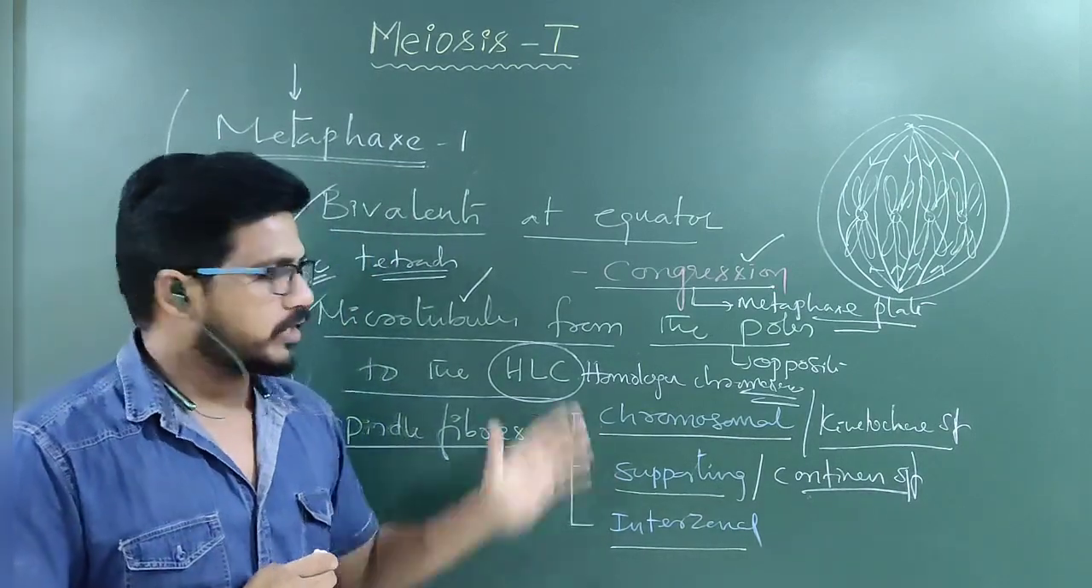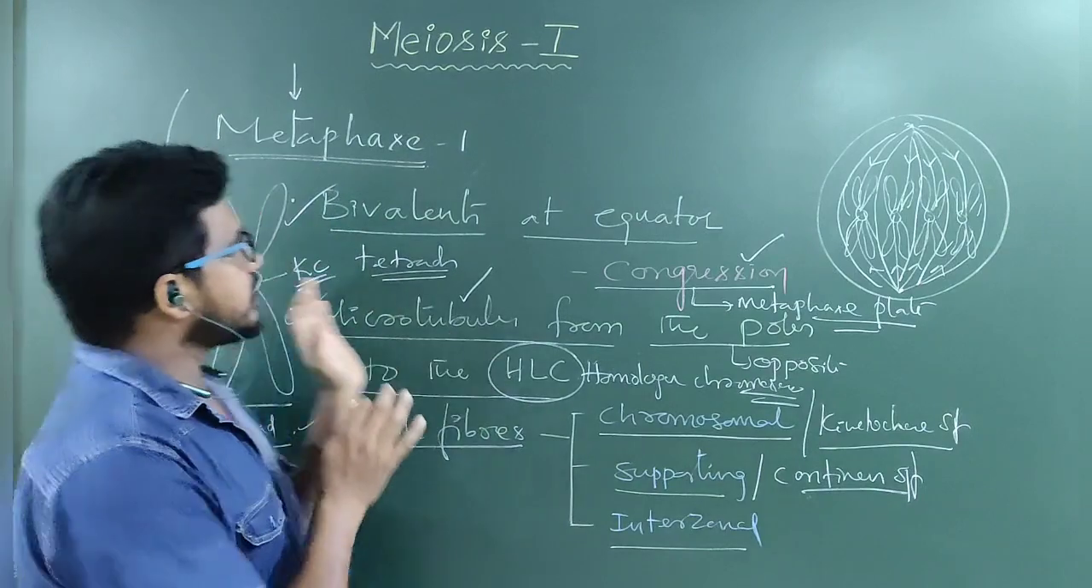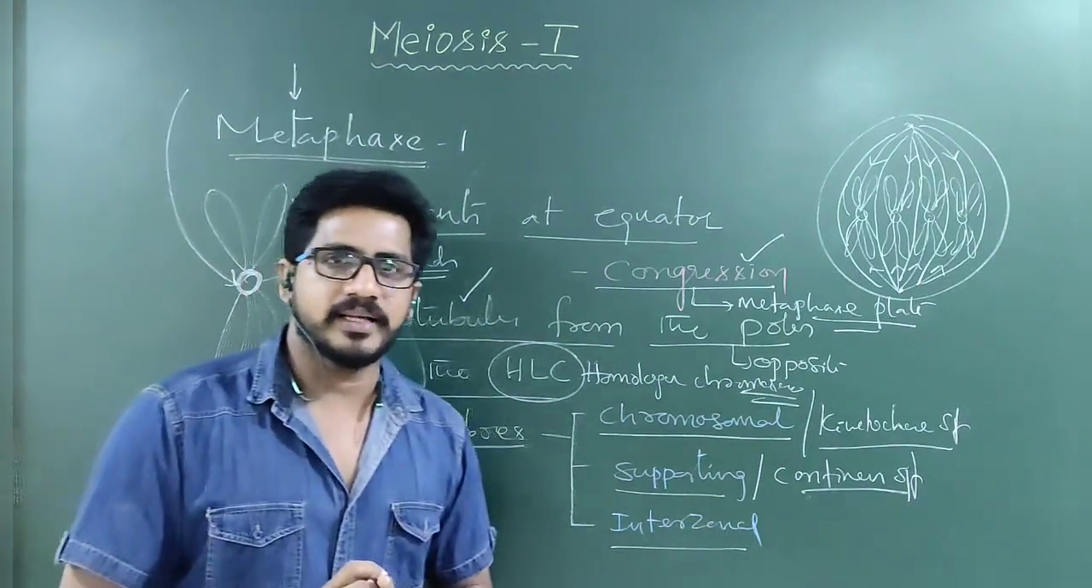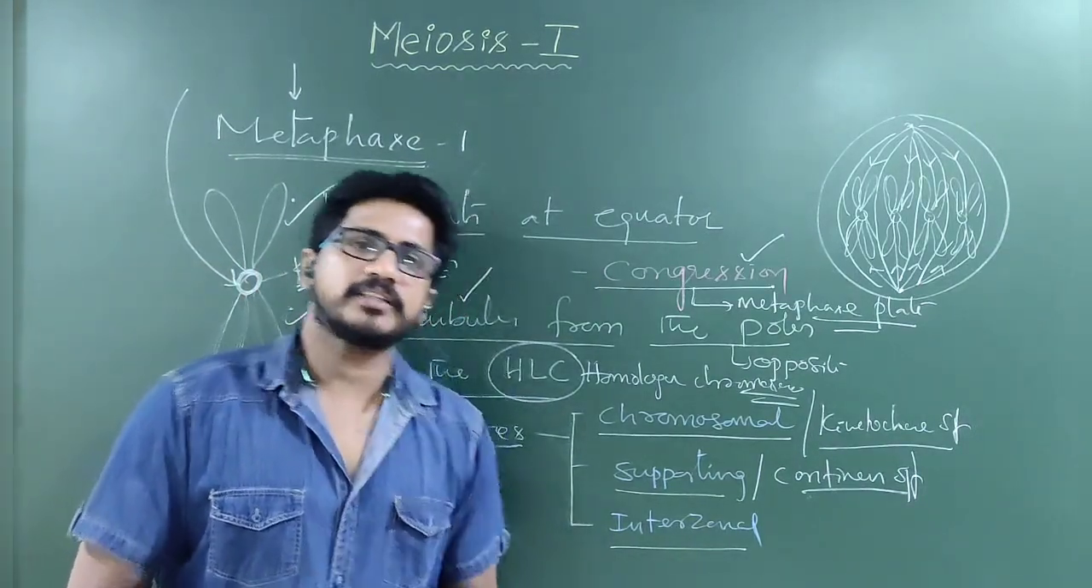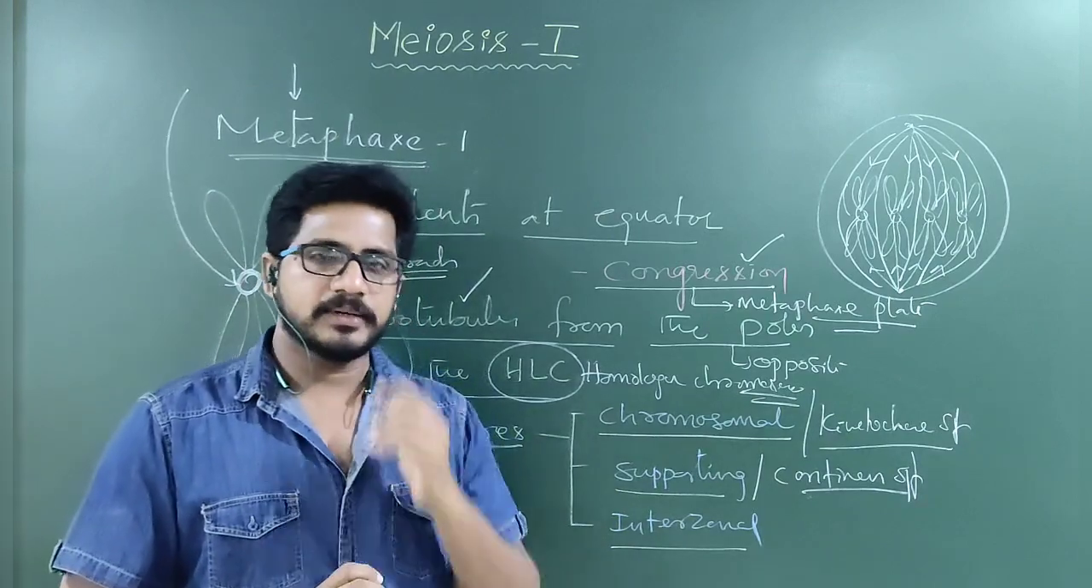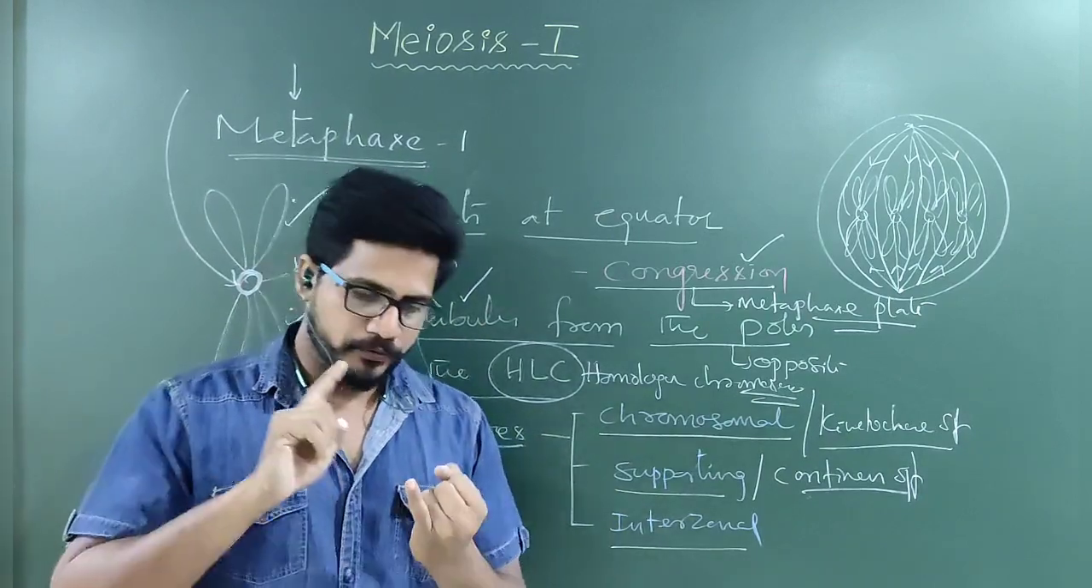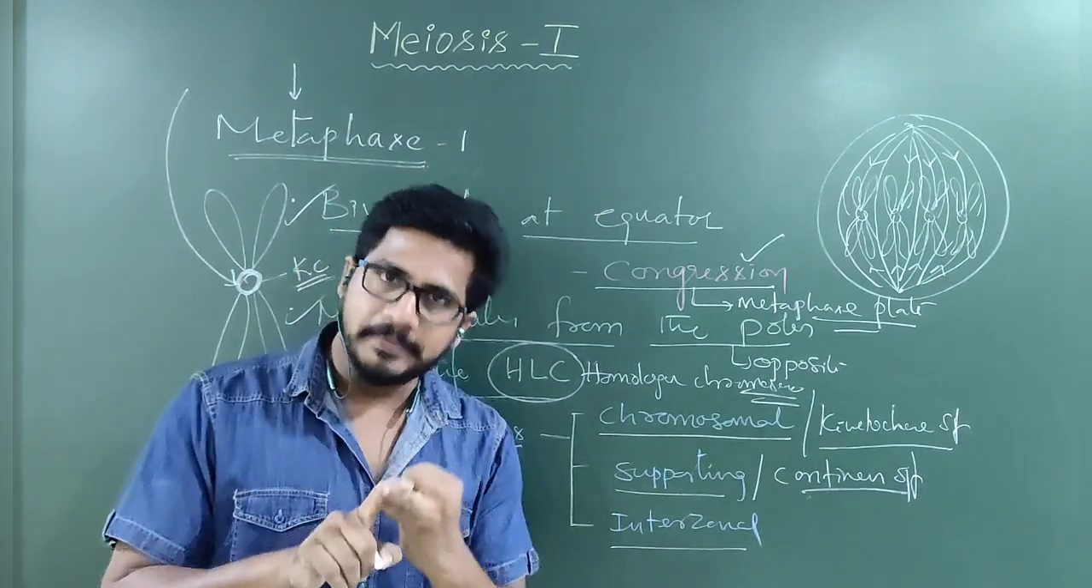The third one is the interzonal fibers, other than these two. So this is what happens in metaphase 1, after diakinesis, which is the last step of prophase 1. So prophase 1 and metaphase 1 are completed.